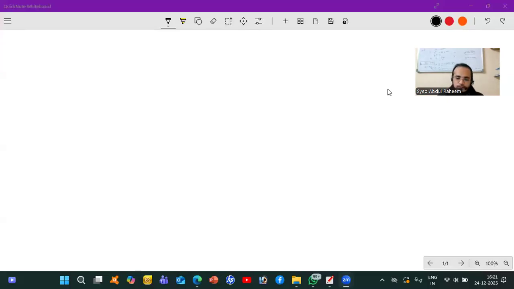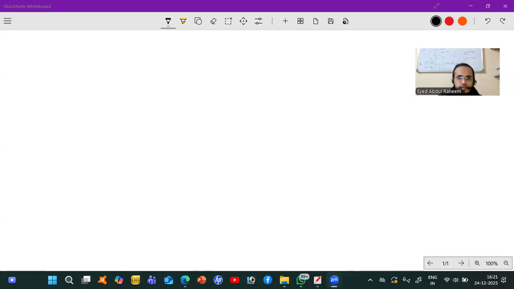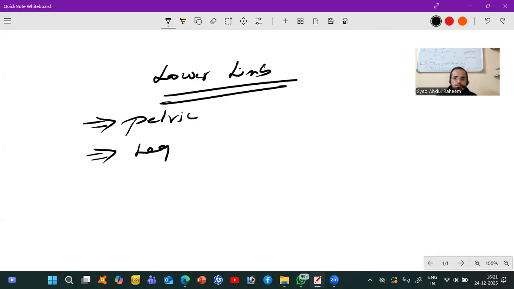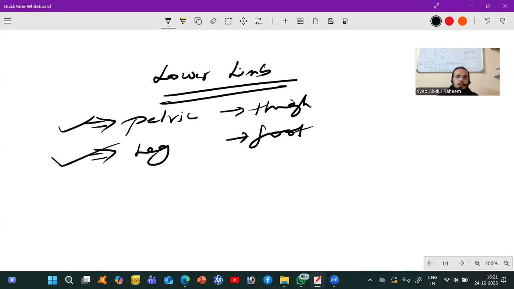So, hello everyone. In anatomy, we completed the upper limb, so we will start the lower limb from today. Basically, in the lower limb, we are going to study the bones like the pelvic bone, which comes under the lower limb, the thigh, leg, and foot. These are the four areas we have to cover in the lower limb.